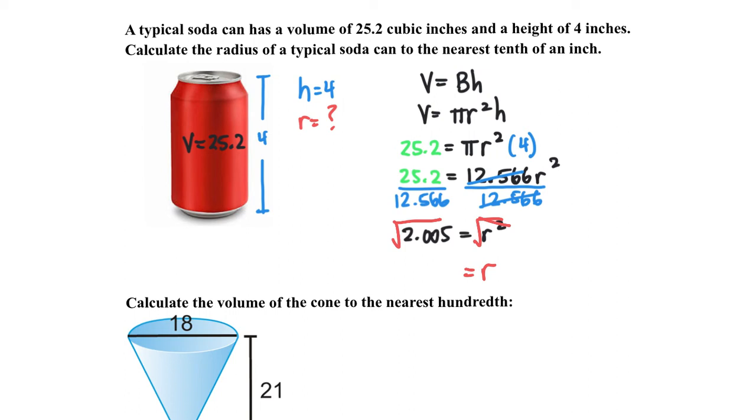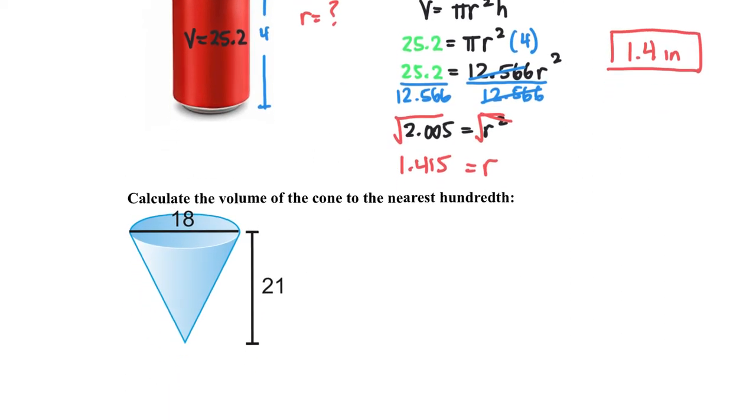The square root key is second x squared on your calculator, and I get 1.415. And this tells me to round to the nearest tenth of an inch. So when I round it, I get 1.4 inches. And that is my answer for the radius of the soda can.